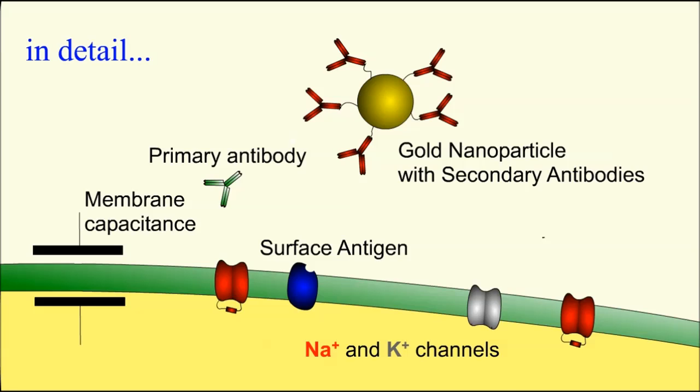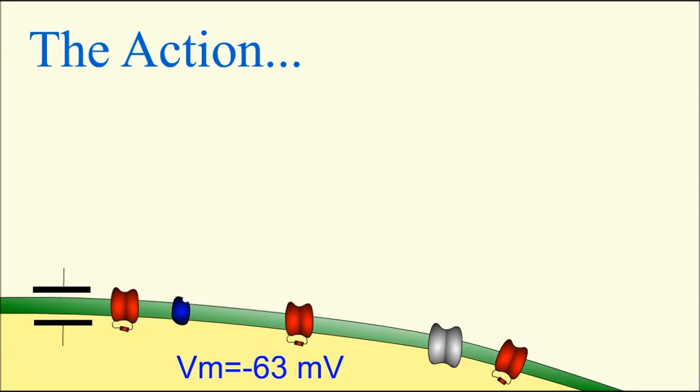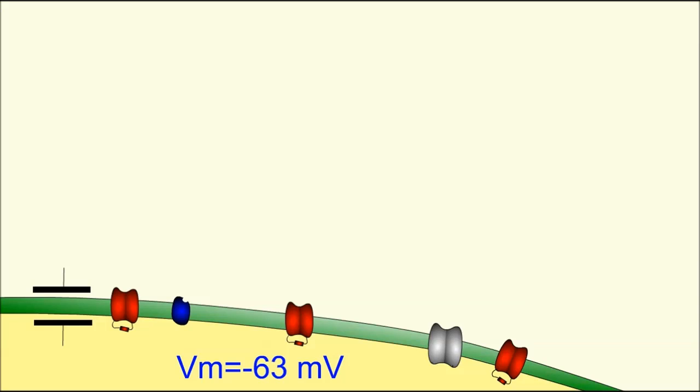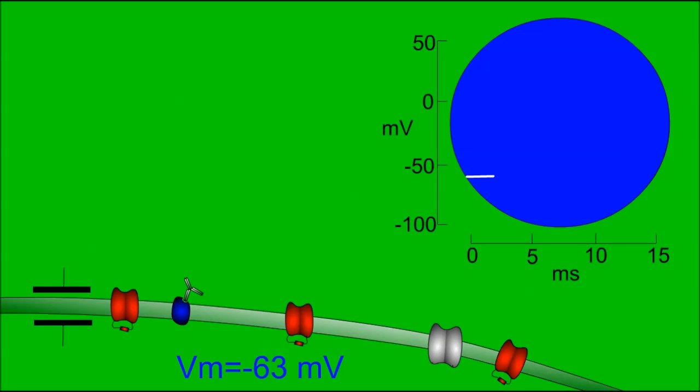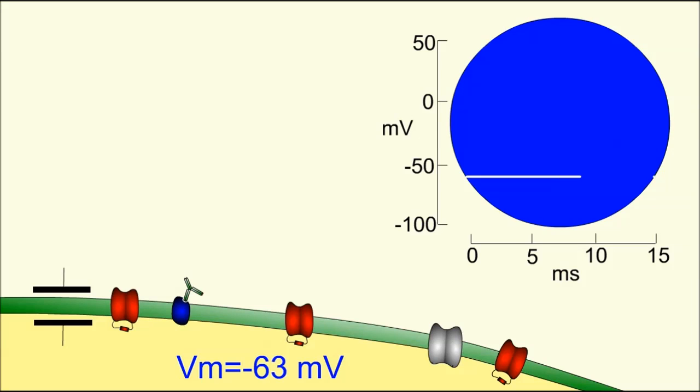We begin by showing a native neuron at resting potential. To use this technique, we first deliver the primary antibodies, which bind to their target antigens, and then we wash out unbound antibodies. Under this condition, a pulse of green light has no effect on the neuron's membrane potential, as shown by the flat trace to the upper right.